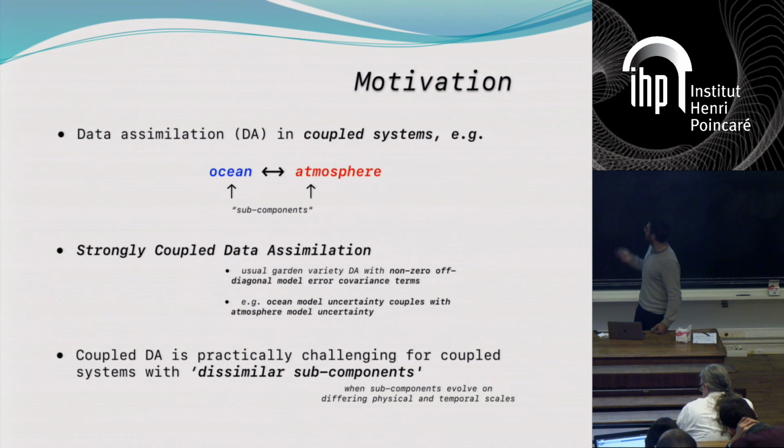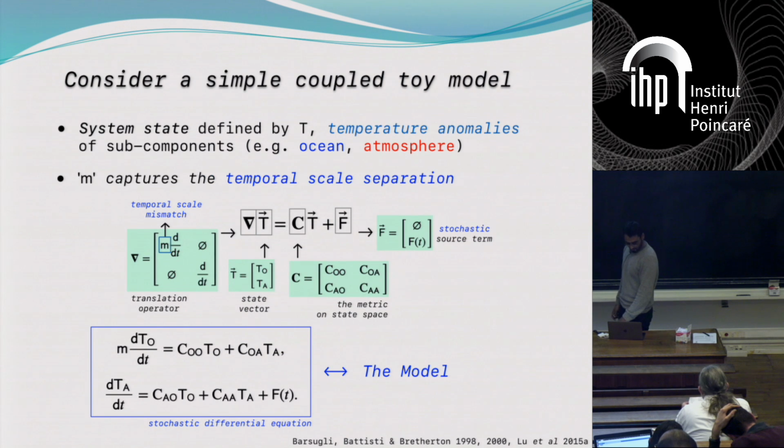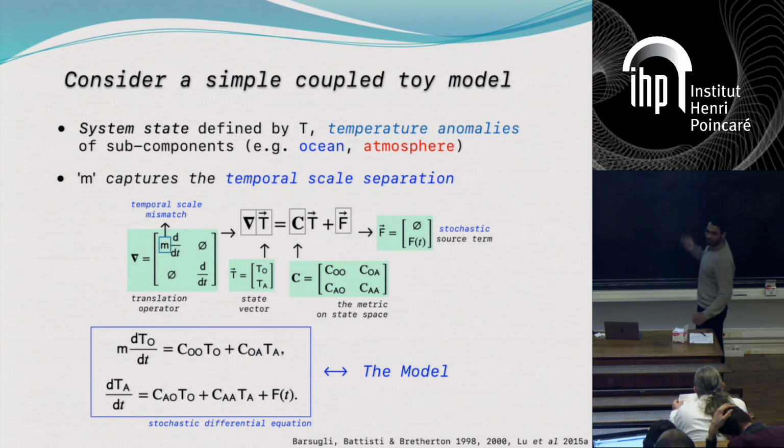To apply a strongly coupled DA to a system with components which are evolving on different time scales becomes not as easy to optimize. So this is the basic goal, to optimize this process. And to start, I will consider a simple toy model in which my state is defined by the temperature anomalies in the ocean and the atmosphere.